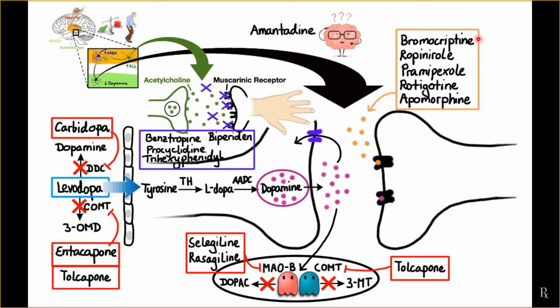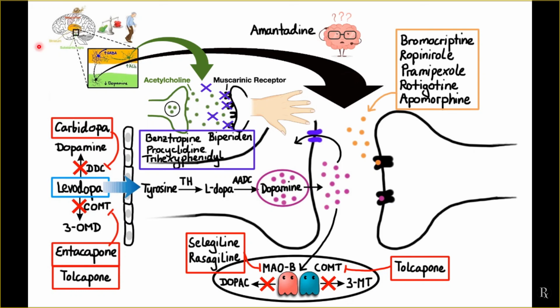And then there is also amantadine. Amantadine is also considered to increase dopaminergic activity, but the mechanism of action is unknown. Amantadine was developed as an antiviral drug, but for some reason it increases the dopaminergic activity in the central nervous system as well.